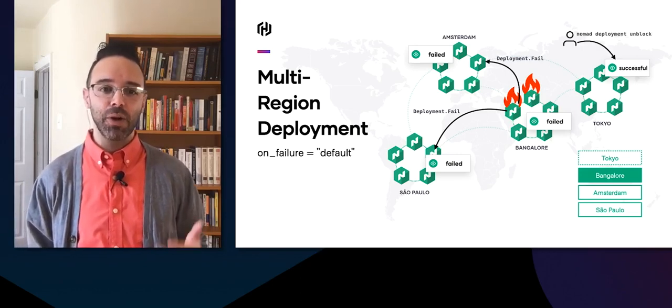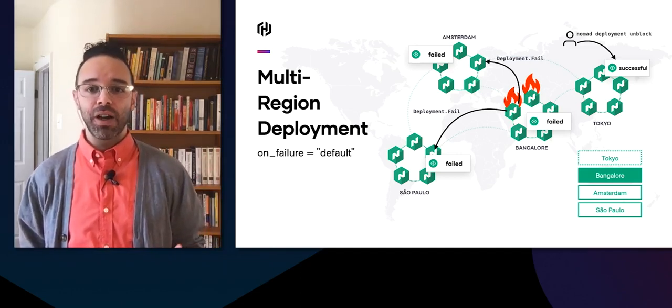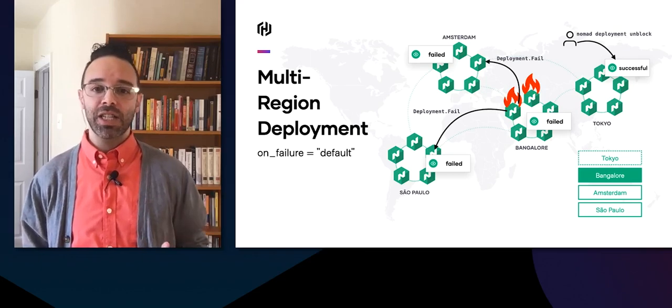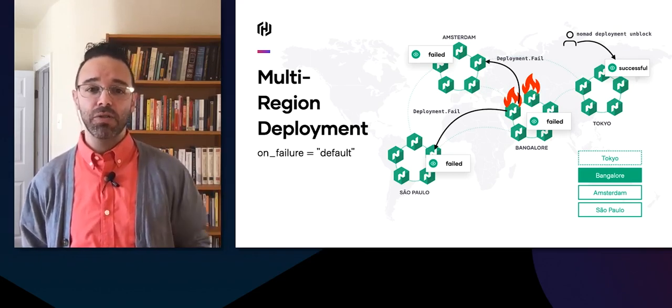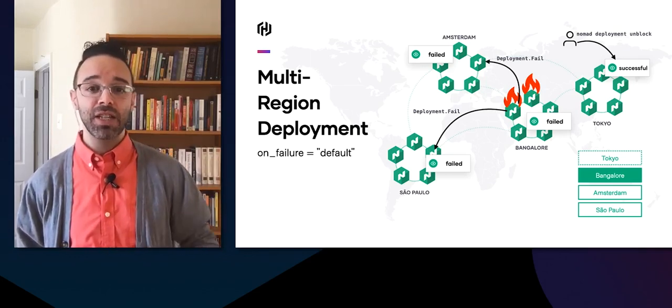Now you might be saying to yourself, what good is that? Well, a blocked region can be manually unblocked by you via the Nomad deployment unblock command. And so that marks that blocked region as successful. And so it can continue to run the workloads. And so this gives you a lever to kind of operate your application in a degraded state until you've recovered.